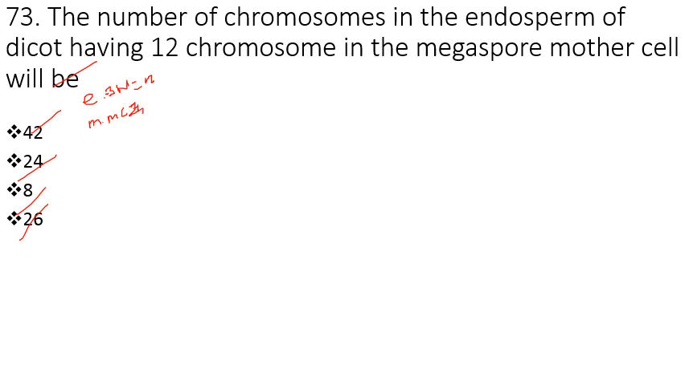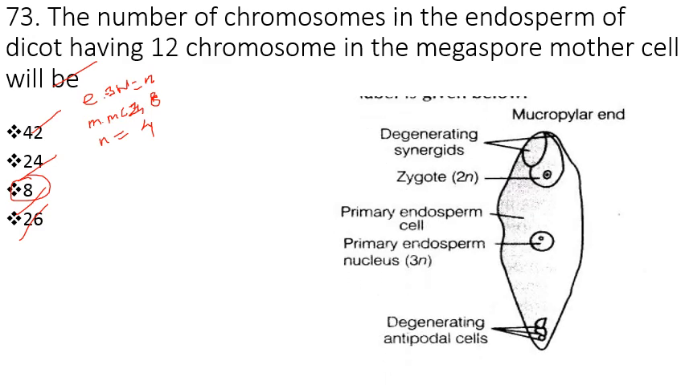It's 2n, and the basic chromosome number, that is the haploid chromosome number, n, should be 4, and the diploid chromosome number is 8. So its right answer is 8. So this is the central structure, which is endosperm, which is formed after the result of double fertilization, and it is formed by the fusion of two polar nuclei with the second male gamete, and the first male gamete fuses with the egg.